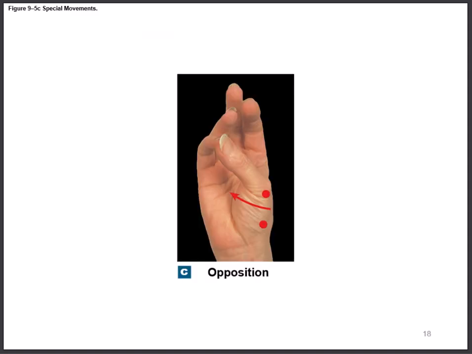So here you can see this woman is opposing her thumb to her fifth digit. She could do the thumb to the fourth digit, she could do the thumb to the third digit, and the same thing you could do opposition to your pointer finger, the second digit. But just bringing it back would be reposition.